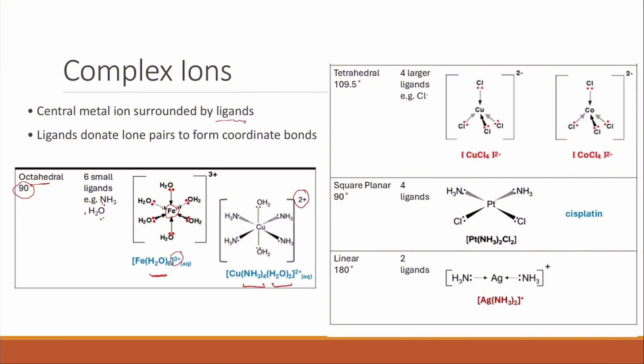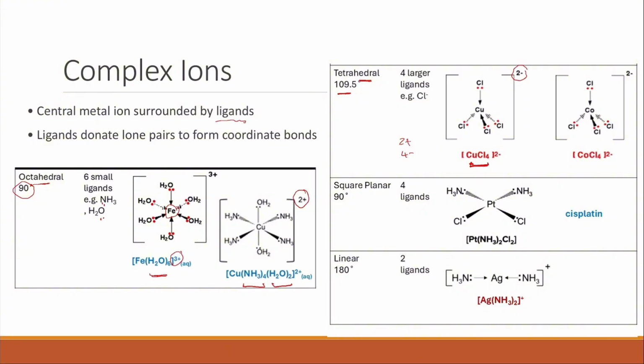It's bigger in size, and the maximum number of chloride ions that can surround a central atom or a central ion is 4. So the maximum number of ligands around the central ion will be 4, and the shape here will be tetrahedral, and the bond angle will be 109.5 degrees. An example of this is copper surrounded by 4 chloride ions, so CuCl4, and the charge here will depend on the charge of these ions. The copper is 2 plus, and we have 4 chloride ions, each with 1 minus, so in total there are 4 minus, so the final charge will be 2 minus for that complex ion.